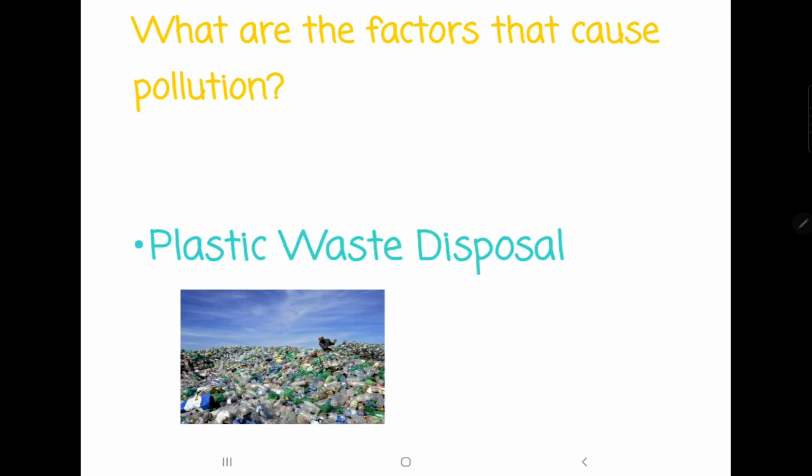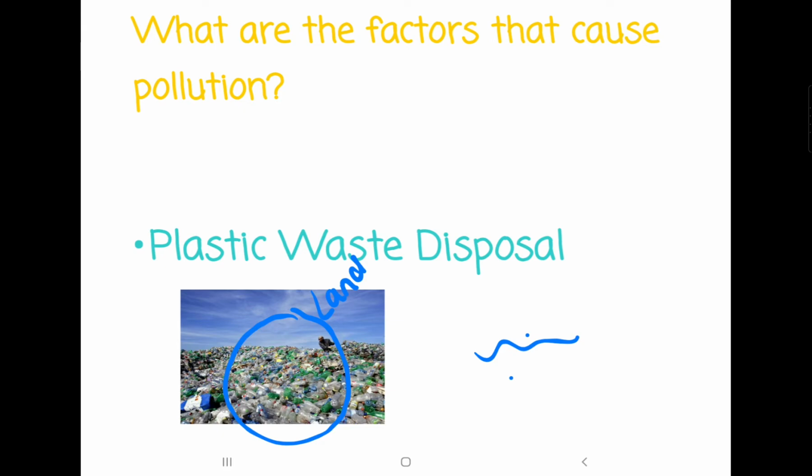The next is plastic waste disposal. So all your bottles and straws and plastic bags, after you use them, what do you do? You throw them away. And when you throw them away, look at how much the plastic waste adds up. Can you see this? It's a lot. And this is just on land. There's a lot more in the sea, and they cause a lot of harm to the sea animals that are living there.